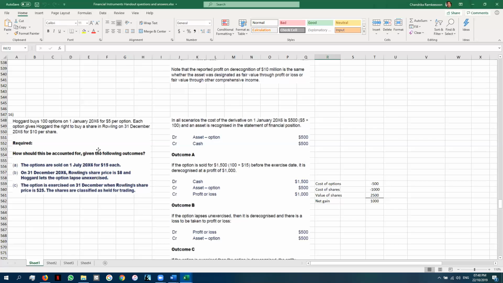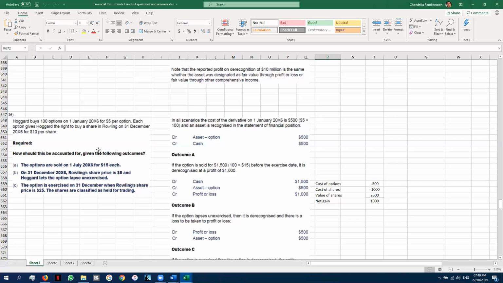Now notice, and again, this question allows me to explain in a little more detail how the options actually work. Since the options were bought on 1st January, the options give Hogarth the right to buy a share in Rowland at 31st December. But the options are financial instruments as well. The options are also traded on an options exchange. So just as Hogarth bought options, Hogarth may turn around and get rid of the options.